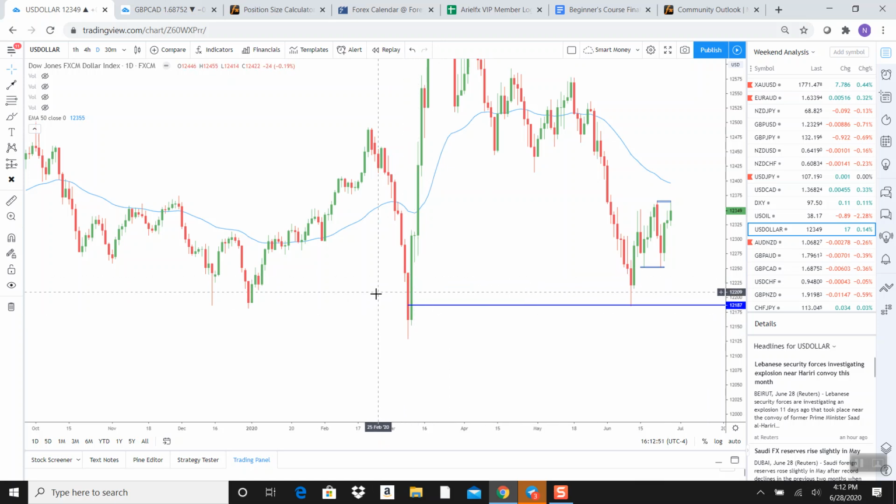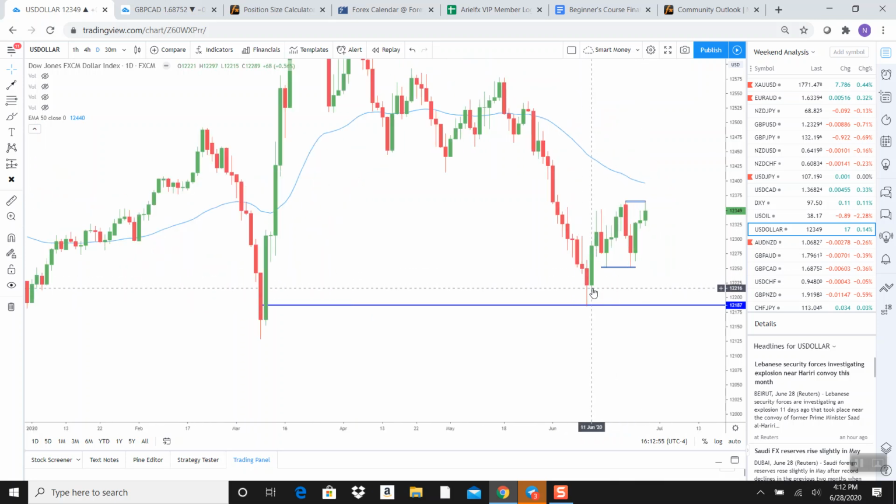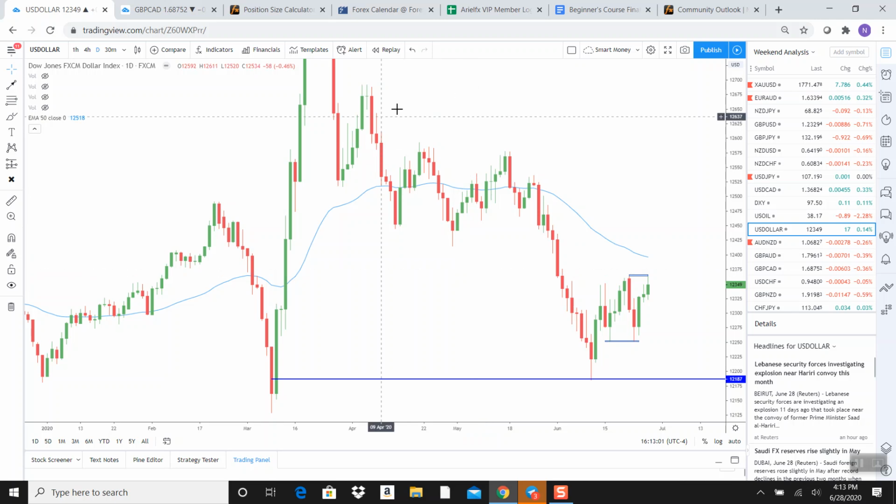But it reacted off of some sort of level, and it created the 3-pin pattern. So it just gave me that extra confirmation that we could potentially be going really long on this pair, or on the dollar index for this matter. All right, another one right in here.